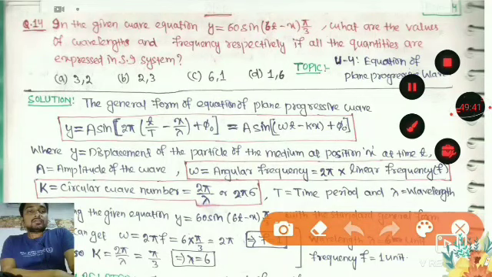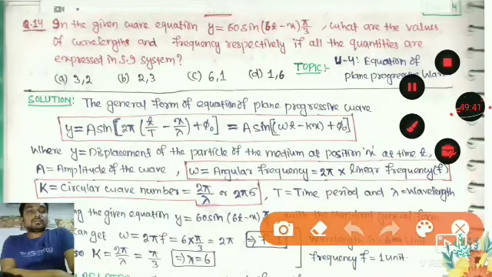equal to 1, and k equal to what? The coefficient of x, pi by 3, so k equal to pi by 3. So k equal to 2 pi by lambda equal to pi by 3, so lambda equal to 6. So wavelength lambda equal to 6 units, frequency equal to 1 unit.